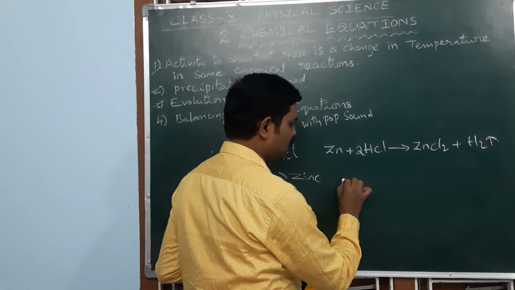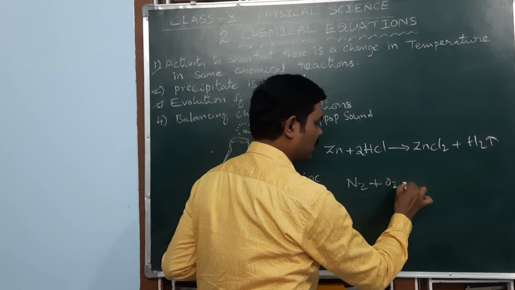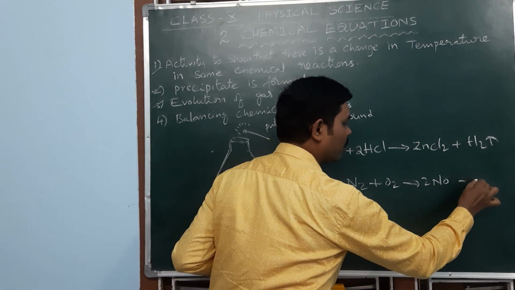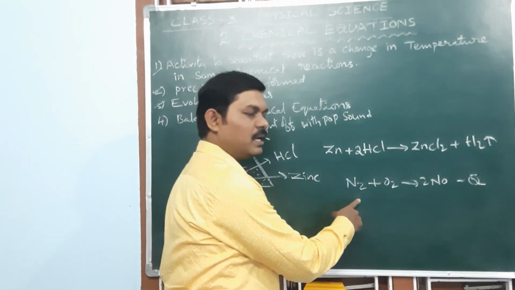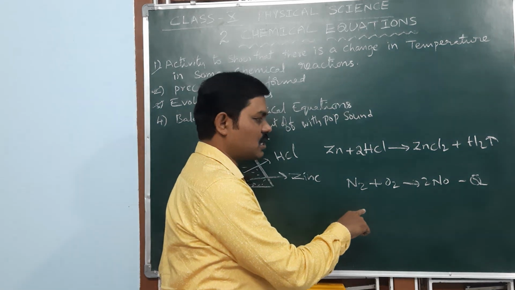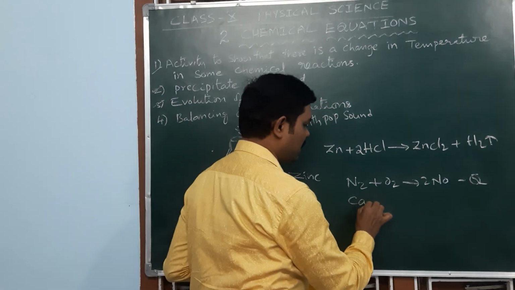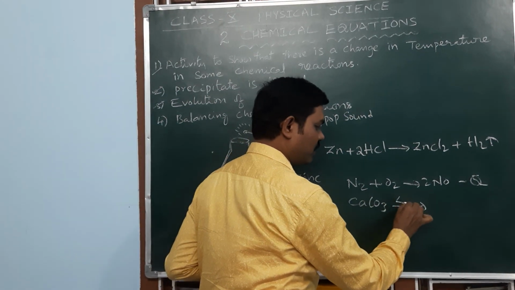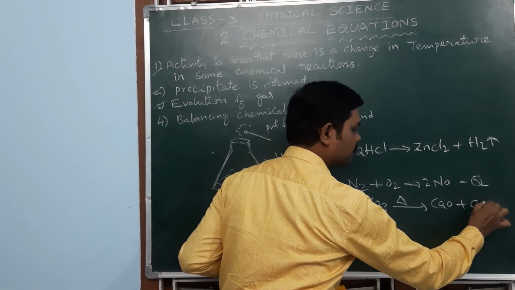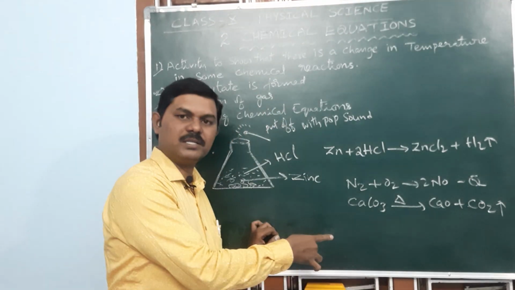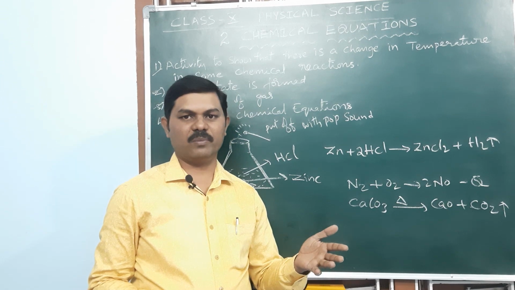For example, N2 plus O2 gives rise to 2NO minus Q. Q is the symbol for heat energy. Here heat energy is absorbed. Such types of chemical reactions are called endothermic reactions. So here CaCO3, calcium carbonate, when you heat this, gives CaO plus CO2. So here heat energy is absorbed. The chemical reactions in which heat energy is absorbed are known as endothermic reactions.